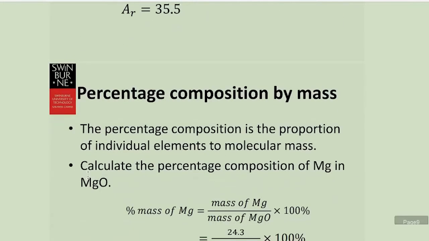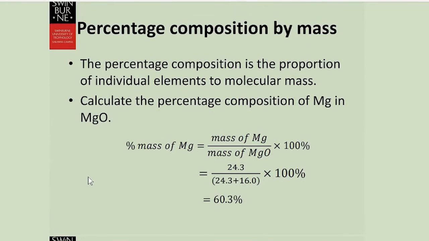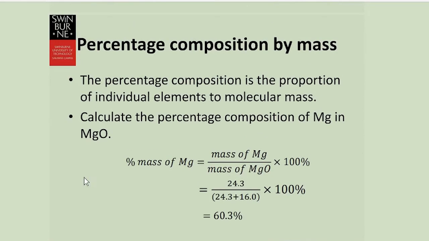Okay, so percent by composition of mass, there is another aspect that we have to consider. Water, H2O, we know that is water, right? So how many percent of hydrogen is in water, or how many percent of oxygen in water? This is how we have to find the percentage composition by mass. It is also important for us to know.